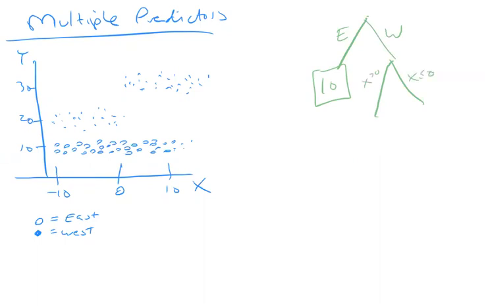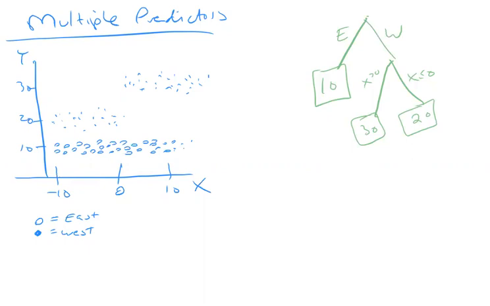And the way I drew this, it looks to me that when X is positive and you're from the west, then my best guess is 30. And when X is negative and you're from the west, my best guess is 20. All right, that's what it looks like to me. So let's draw that onto the picture.